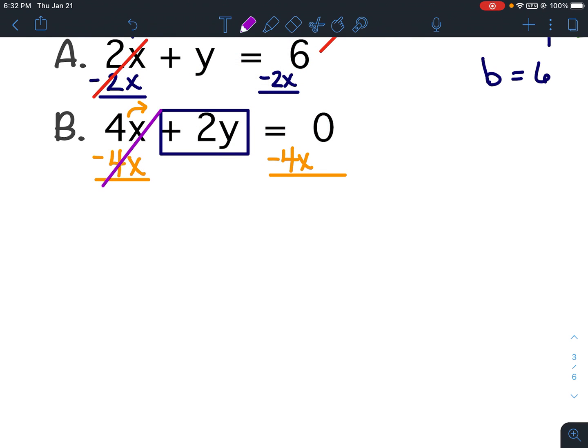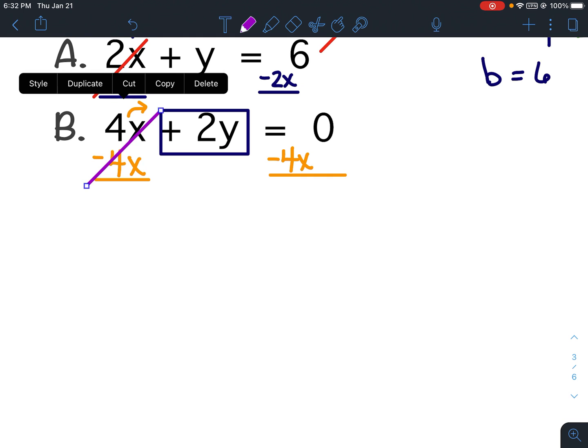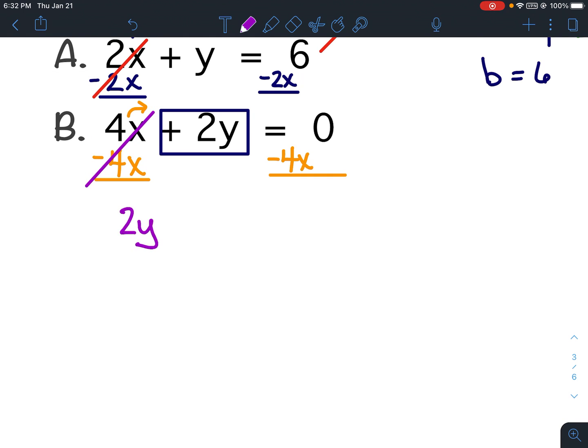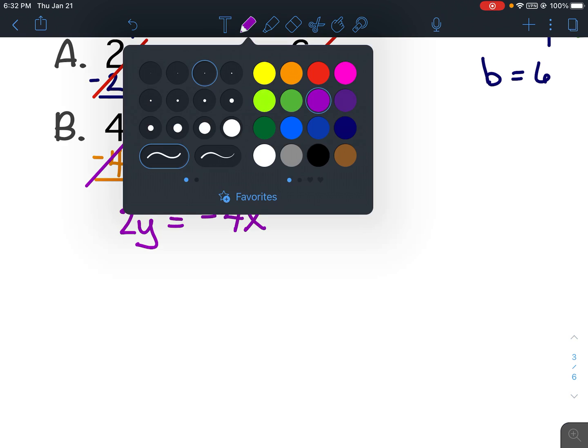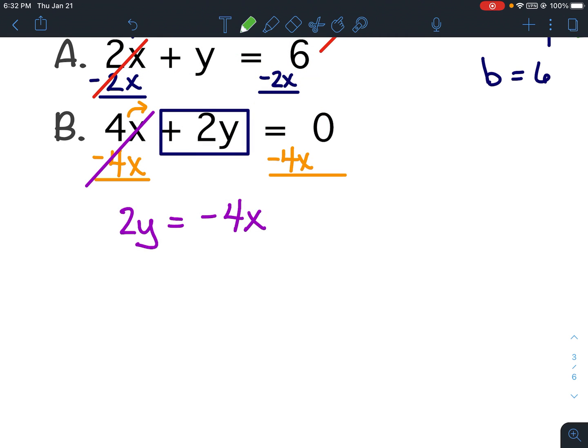The 4x's cancel on the left side. So I'm going to bring down the 2y. Going to bring down the negative 4x. And because it's 0, I don't need to put that. Divide both sides by 2. I need to isolate the y by dividing both sides by 2.